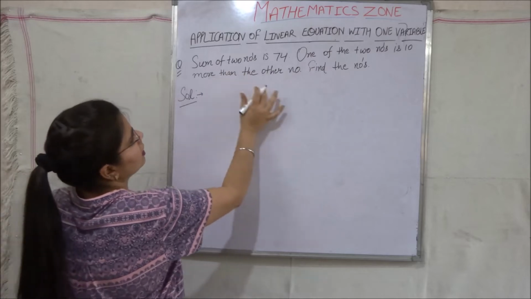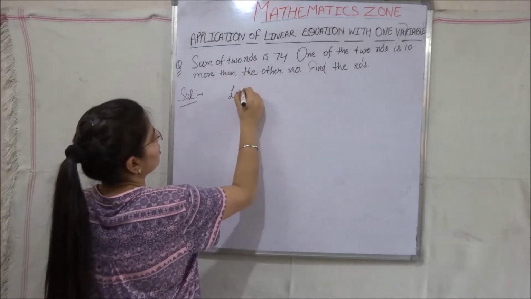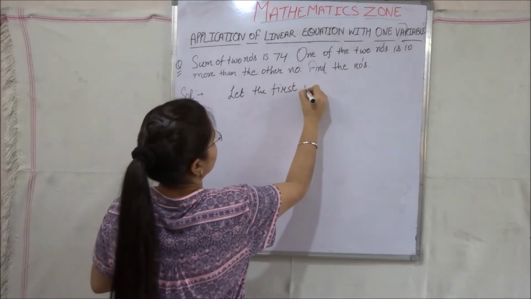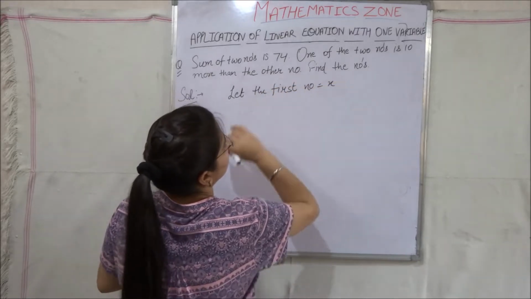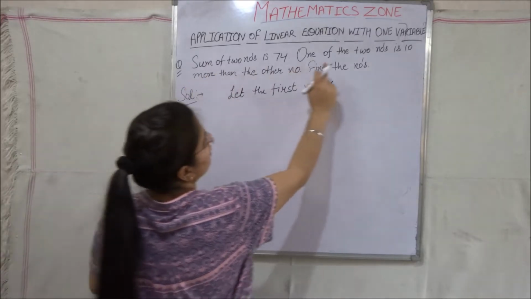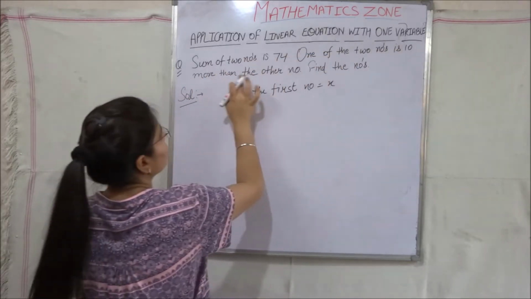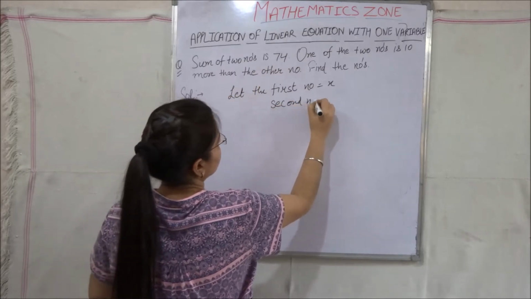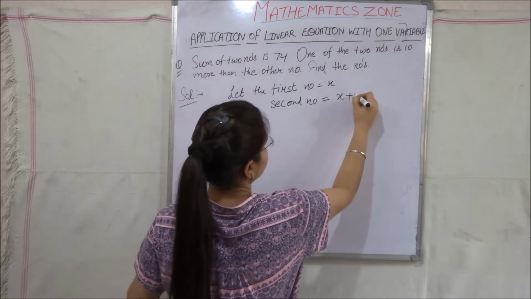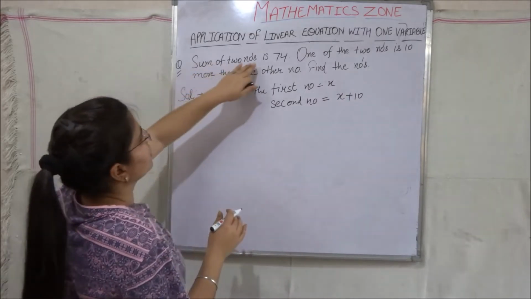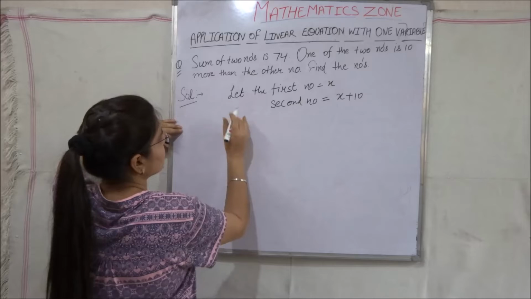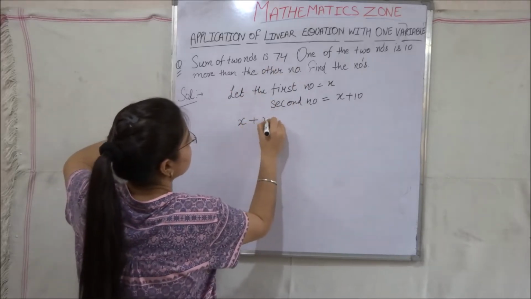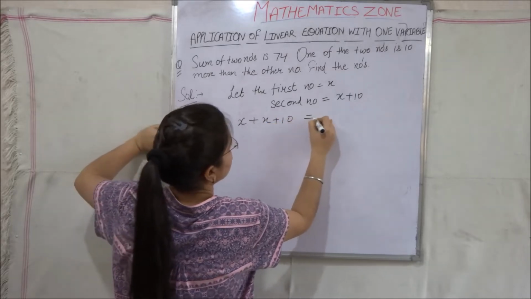So here, let the first number be x. Now one of the two numbers is 10 more than the other number, so the second number will be x plus 10. According to the given condition, the sum of the two numbers is 74. So x plus x plus 10 is 74.